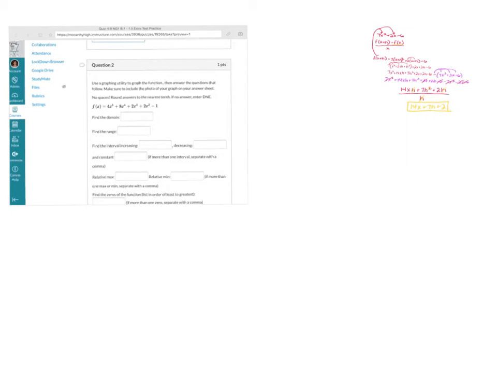Carefully. So 4x to the 5th plus 8x to the 4th plus 2x to the 3rd plus 2x to the 2nd minus 1. I'm going to make sure my signs are right. I'm going to make sure my exponents are right. I'm going to hit enter, and then I'm going to graph it.